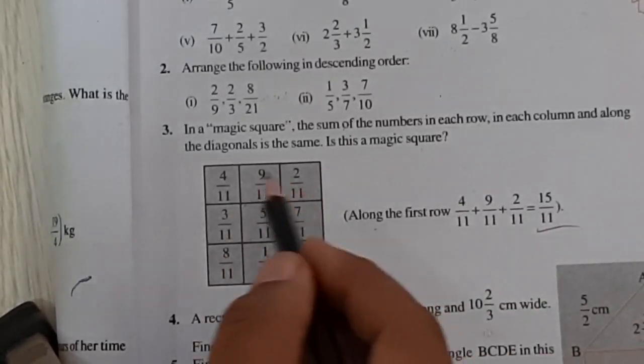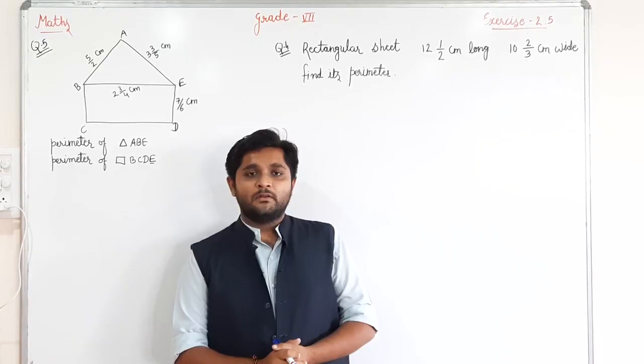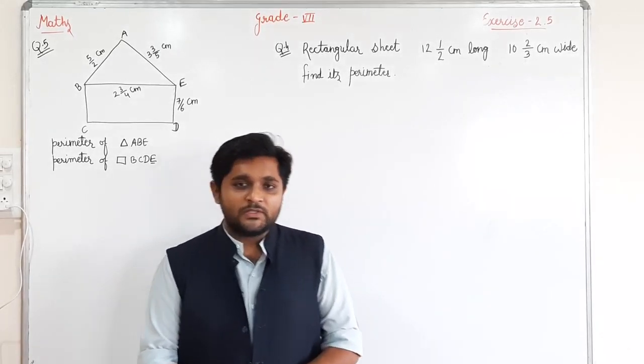So any way you do the addition of any row, any column or any diagonal, you will get the same answer. So we can say that it is a magic square. Now let me see question number 4.